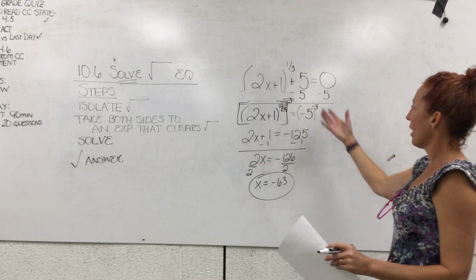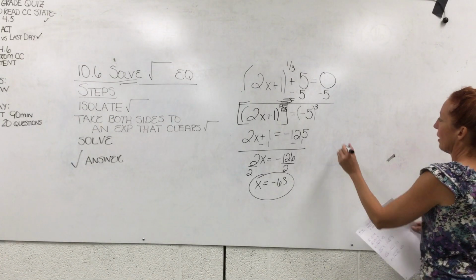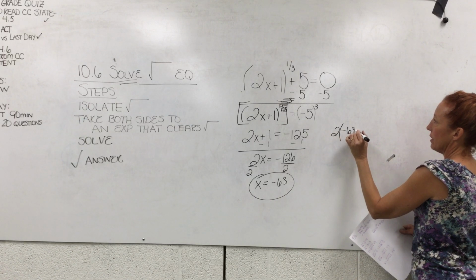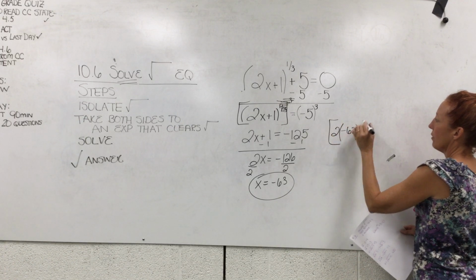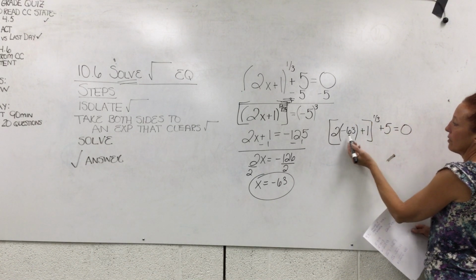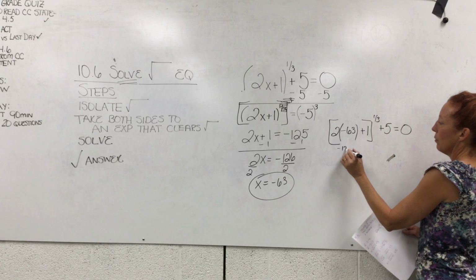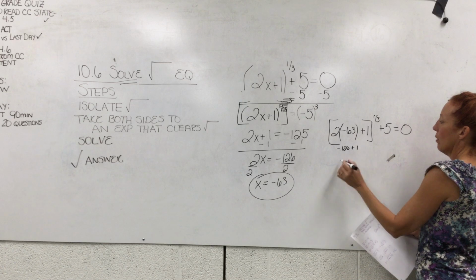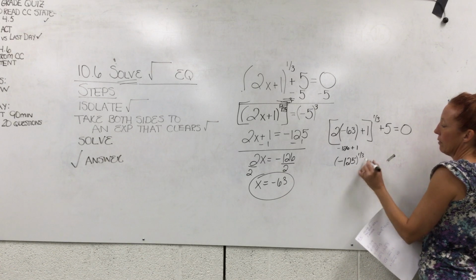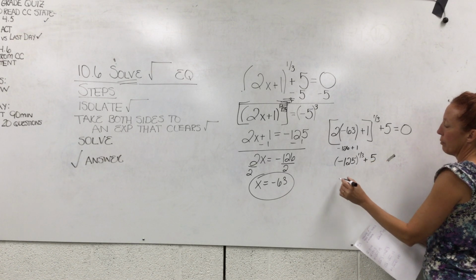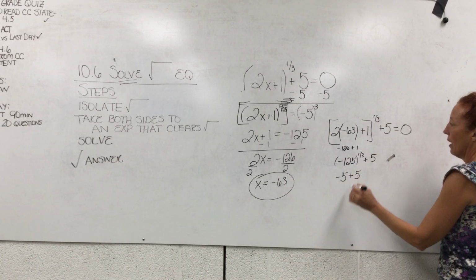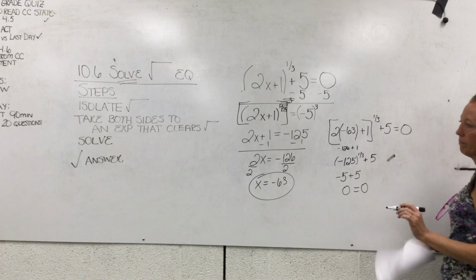But if you wanted to check, because now you're in the habit of checking, let's plug that back in. So 2 times -63 plus 1, all to the 1/3 power, plus 5 equals 0. So this is -126 plus 1, which is -125 to the 1/3 power. So that is the cube root of -125, so that's -5. And so you can see it does check. All right.